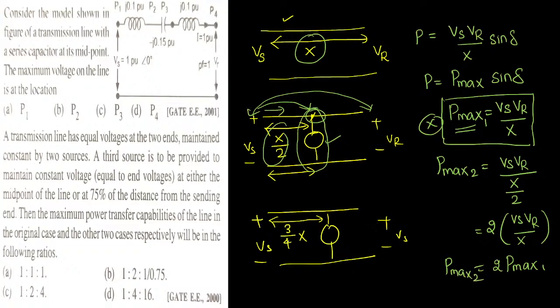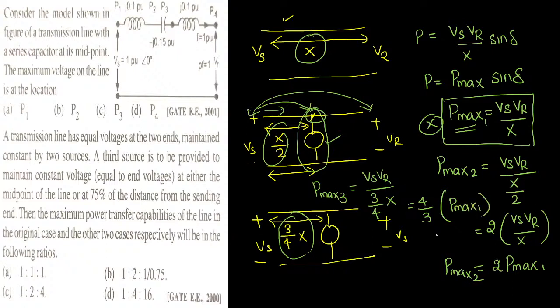Yes sir. Now let us go through the P max 3. See what P max 3 will be, that is 3 by 4 times of X. So the value of P max 3 can be written as sending end voltage into receiving end voltage divided by reactance, which will be 75%. So it can be written as 4 by 3 times of Vs into Vr divided by X. That is nothing but 4 by 3 times P max 1.